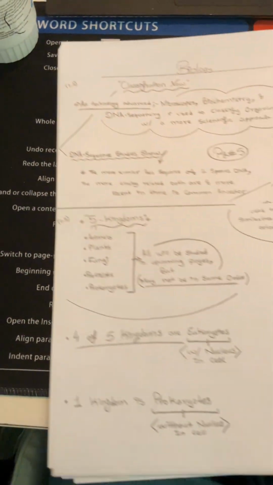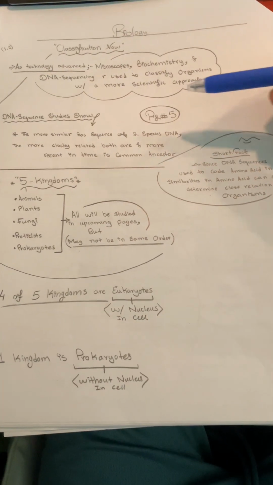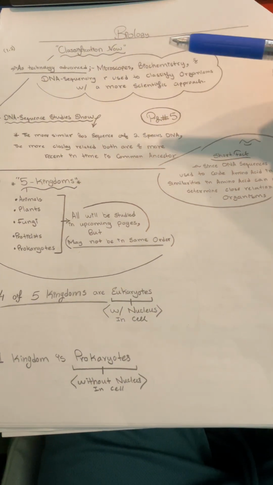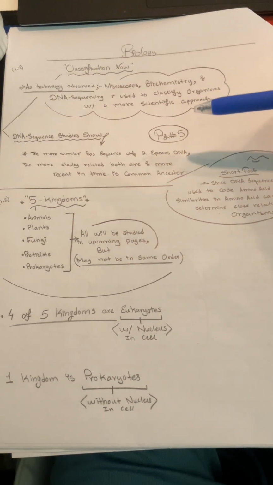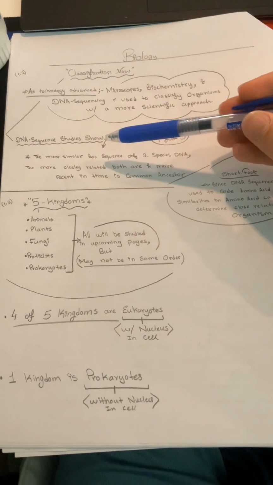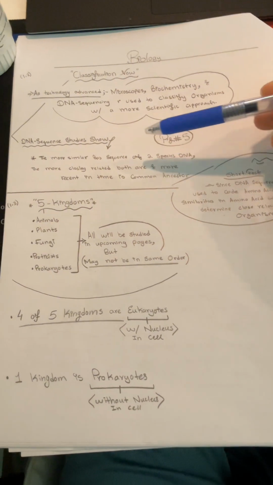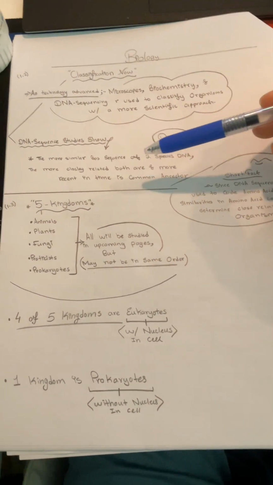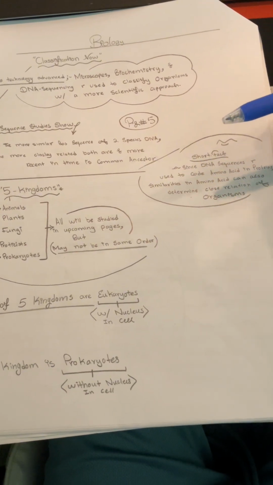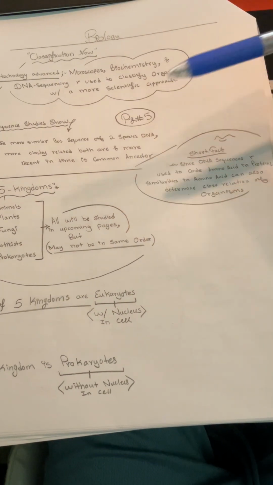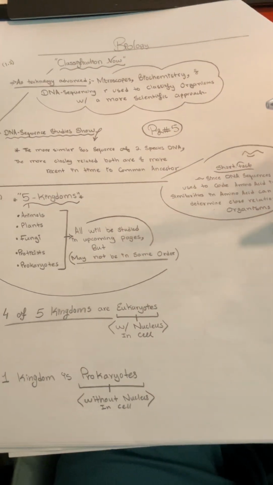As technology has advanced, classification now uses microscopes, biochemistry, and DNA sequencing to classify organisms with a more scientific approach. DNA sequence studies have shown us that the more similar the base sequences of two species' DNA, the more closely related they are, and the more recent in time their common ancestor is. Since DNA sequences code for amino acids and proteins, similarities in amino acids can also determine these close relations of organisms.